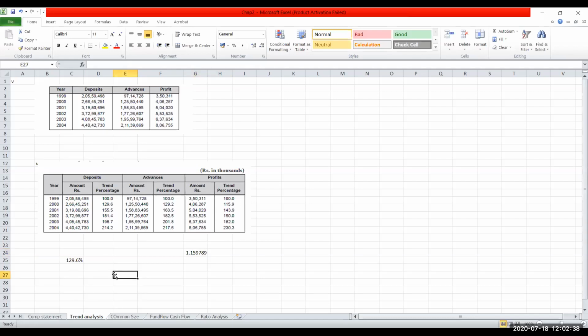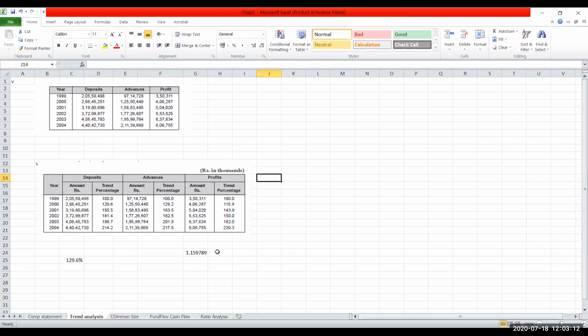To set the trend, you should also see what percentage you can accept. Then you can also see that it is 214, 217, and 230. So from this example, you can see that all the three variables are going in the same direction. Deposit is going in the same direction, advances are also going in the same direction year to year, and profit is also going in the same direction. So we can draw the conclusion that the trend analysis is working fine for these elements, whatever we have taken: deposit, advances, and profit.